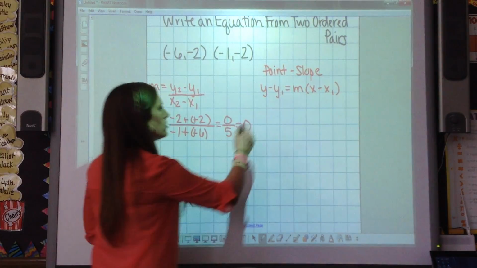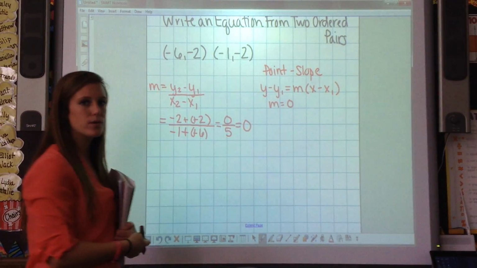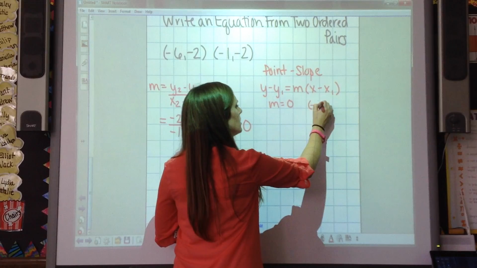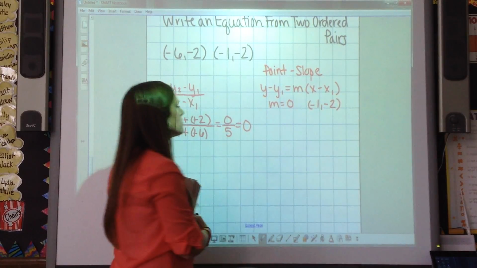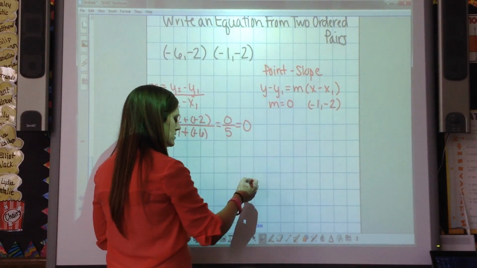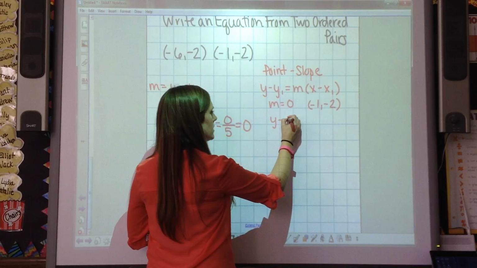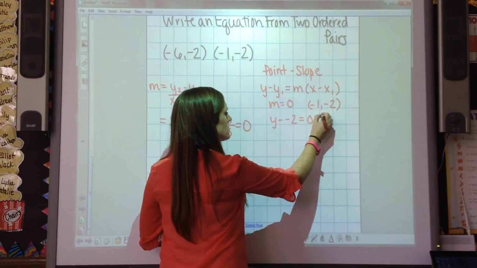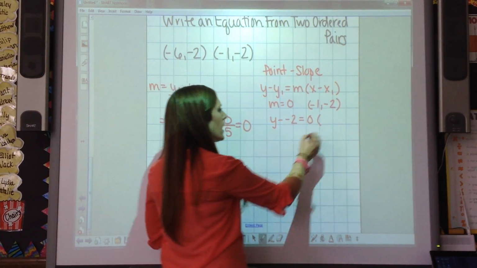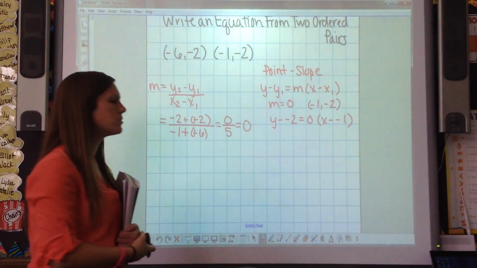Okay, so I found my slope. I'm going to pick an ordered pair. I'm going to pick the one with the easier numbers. No matter what ordered pair you pick, you'll get the right answer. And I'm going to plug it right into the formula here. Y minus a -2 equals the slope 0, X minus a -1. Okay, we have to fix a few things here.